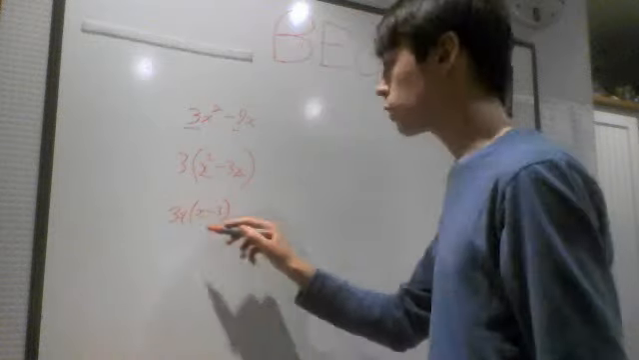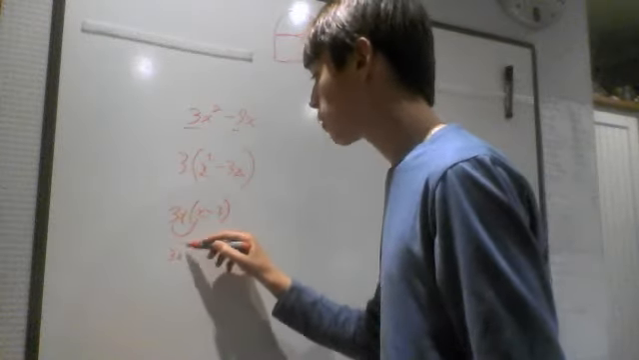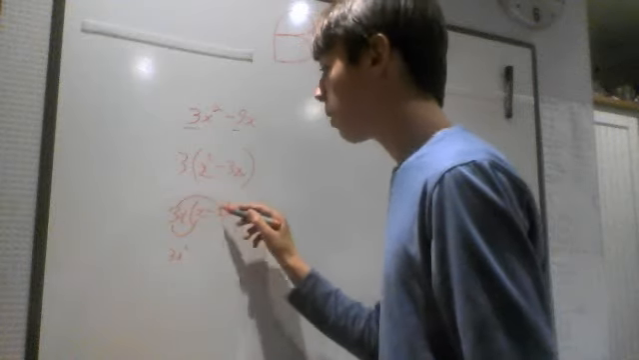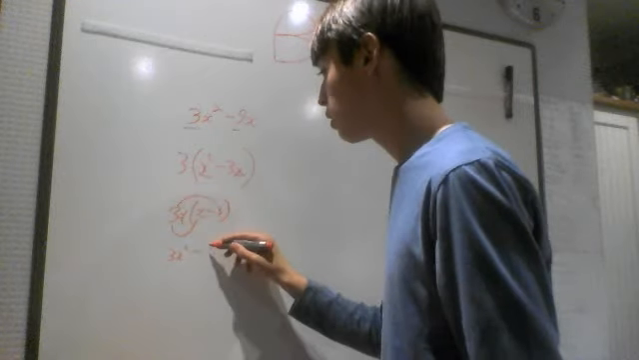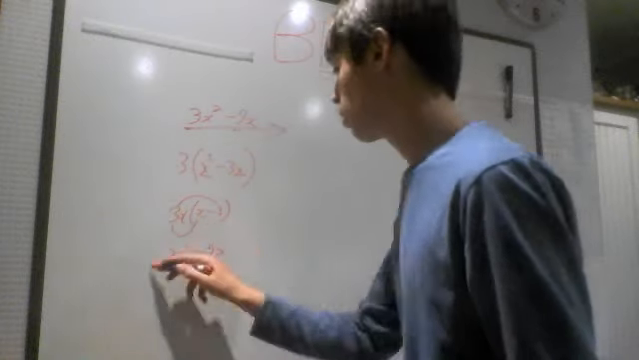And when you expand this out, 3x by x is 3x squared. 3x by minus 3 is minus 9x. And these two match up.